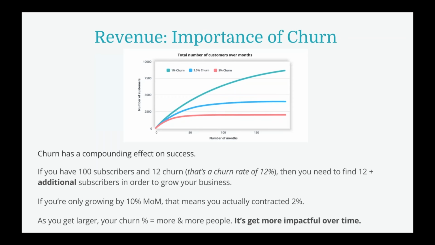Part of the reason, and I just want to make this last point, is that as you get larger, that churn percent is more people. So think about that not just from a static metric point of view, but from an operational point of view: what do you actually have to do operationally to get that number of subscribers? If you churn 10% of 100 people, that's 10 people, right? We all probably feel pretty confident that we could go out there and get 10 more subscribers.